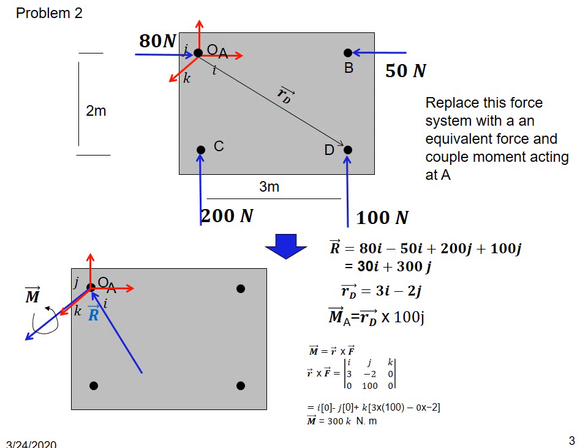So finally, we can say that the equivalent force couple moment of the given problem is the resultant force 30I plus 300J Newton, which is acting at O or A, and the couple moment of 300 Newton meter acting in the K direction located at the point A.